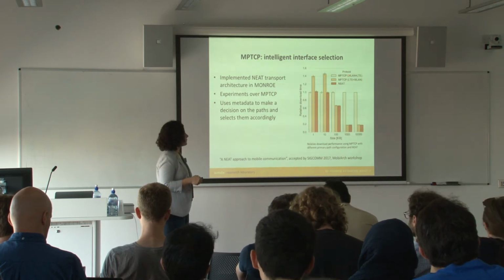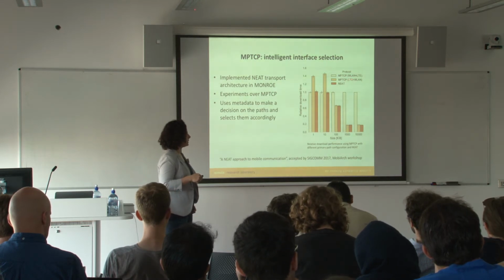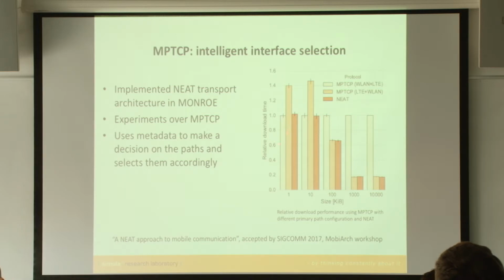So, for example, if you have a WLAN and LTE, if you open the connection on the WLAN, or if you open it on LTE, you see different relative download times. Here this is WLAN and LTE, and this is LTE and WLAN. If you apply the intelligent selection, you are always close to the best possible option. It might be different in each case, of course, but you always get the best option, depending on which interface you have.